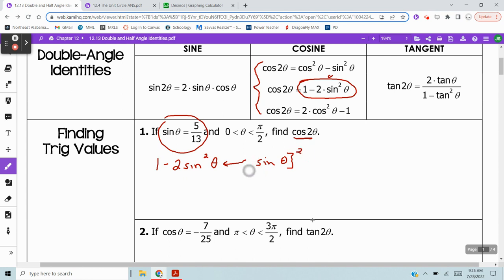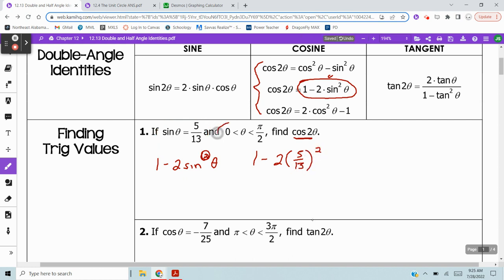Well, that's just a notation for that value. So we know what the sine of theta is. We're simply going to plug that in, and after we plug it in, we will end up squaring it. So let me go ahead and erase that. Let's go ahead and plug that value in. We now have 1 minus 2 times the sine of theta, which was 5/13, which was given to us. We're going to square that.